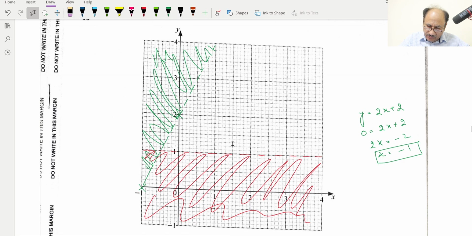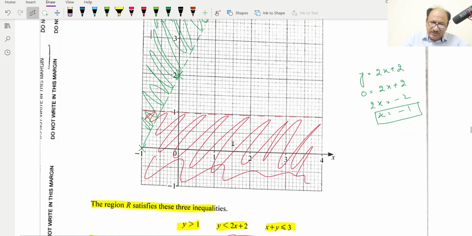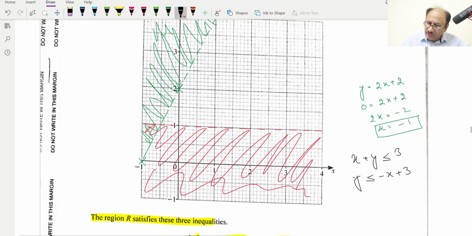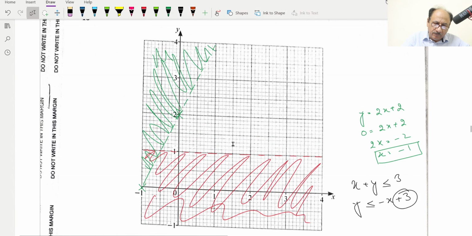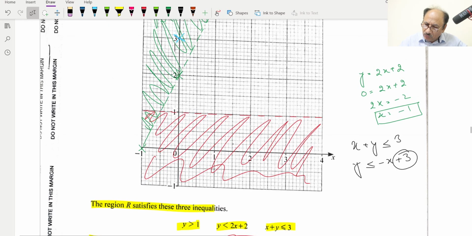And the third inequality is x plus y is less than or equal to 3. So we can write y is less than or equal to minus x plus 3. One thing is the y-intercept is 3, so the line passes through 3, and the mark will be over here. And the second thing, we can put y is equal to 0, so this side will be 0 equals minus x plus 3, so x is equal to 3.